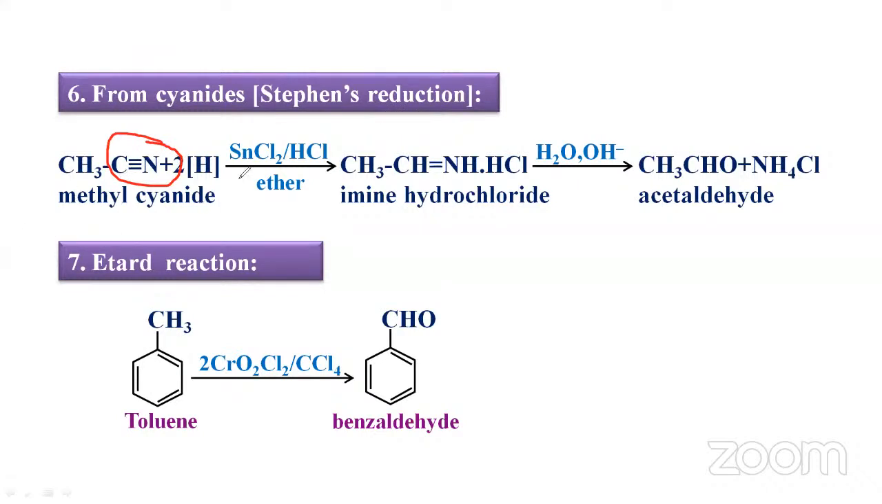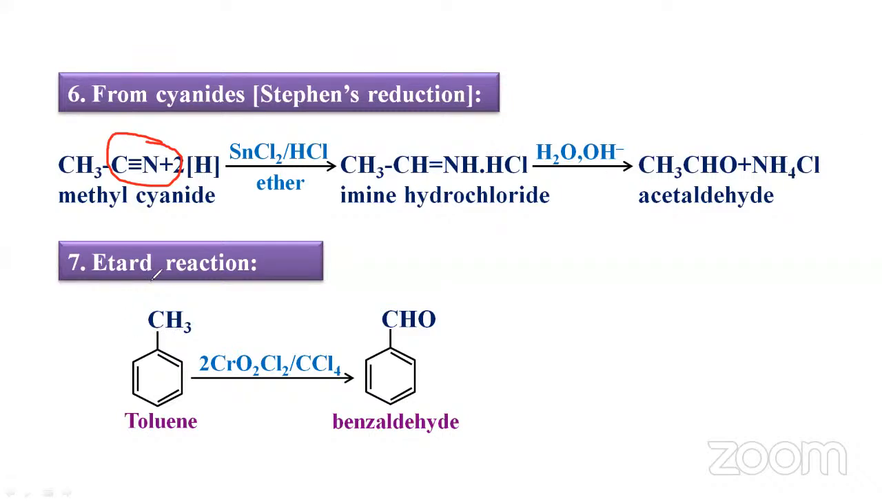So methyl cyanide, you are doing reduction in the presence of tin chloride and HCl, with ether as a solvent. You get what? Imine hydrochloride. So here you can see one of the bonds is broken and you are going to add H across one bond at the C, and across at nitrogen your HCl adds up. So it forms imine hydrochloride. On further hydrolysis, it undergoes hydrolysis to form acetaldehyde and ammonium chloride as your side products. So next is Etard reaction. What do you mean by Etard reaction?